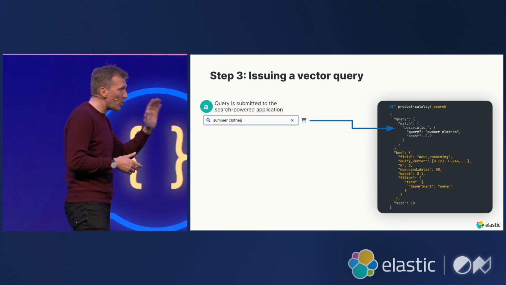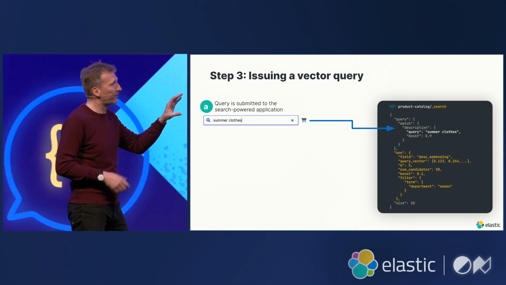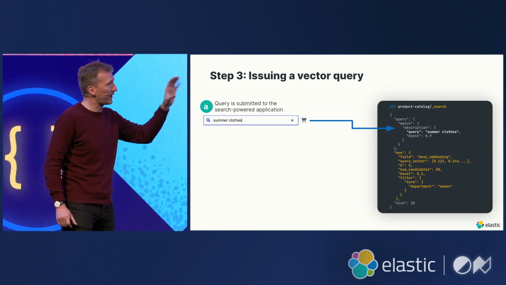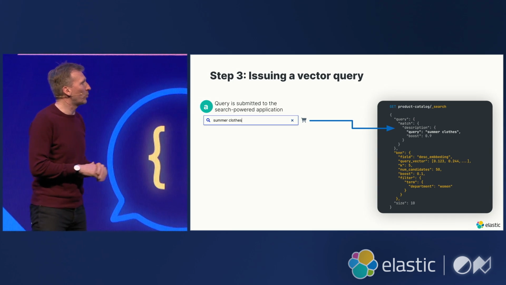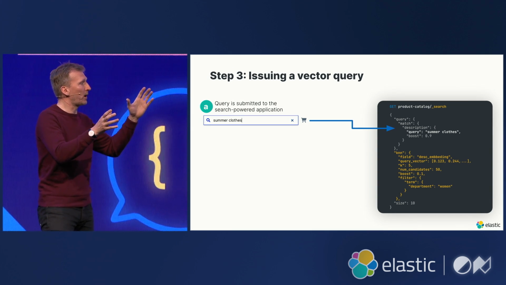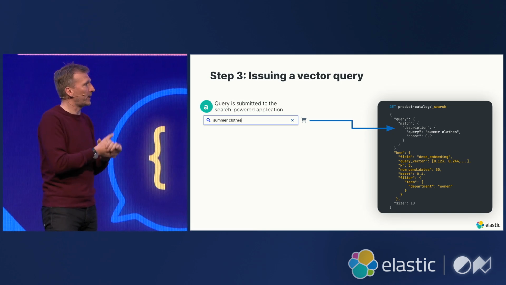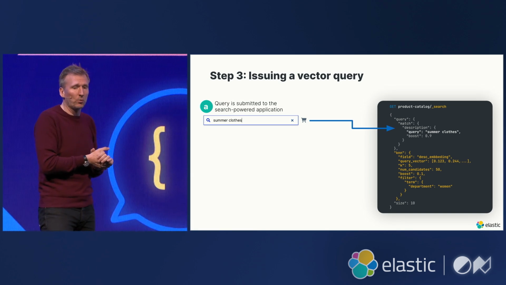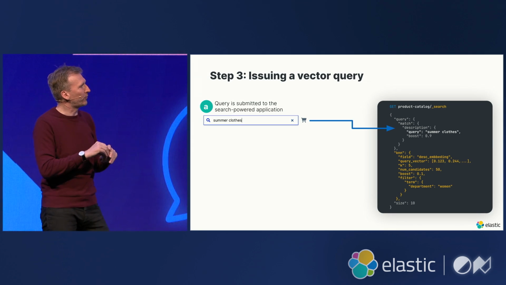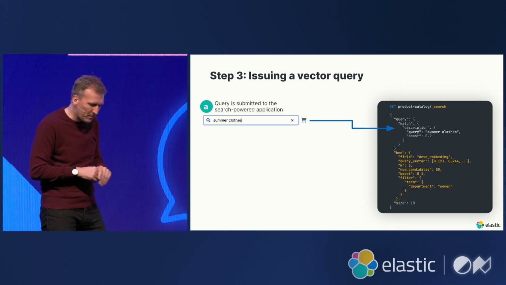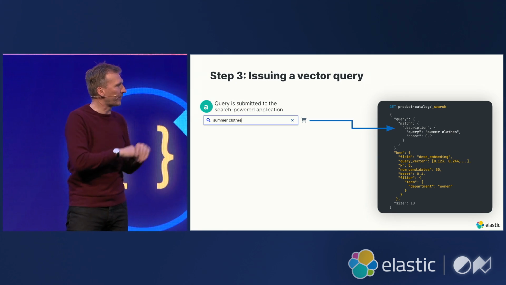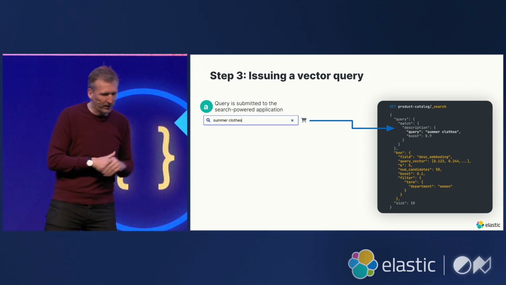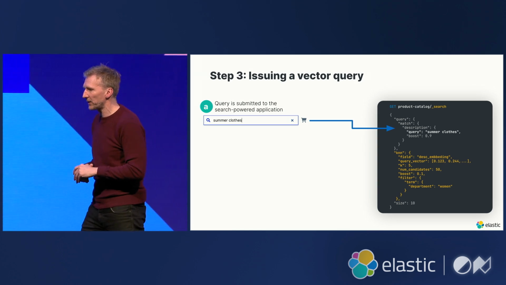Now, one really nice thing that's different between Elastic and some other databases in this space is that we can use all the power of Elasticsearch filtering in conjunction with this vector search. So you can combine filtering and queries and all the richness we have in those languages with vector search to give you the most appropriate results at the end of it.